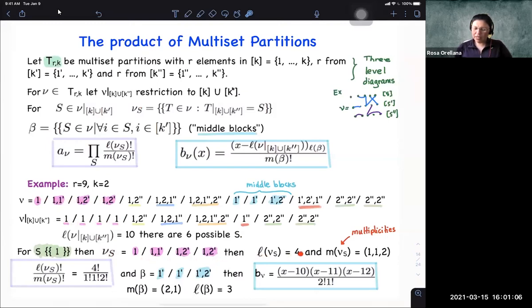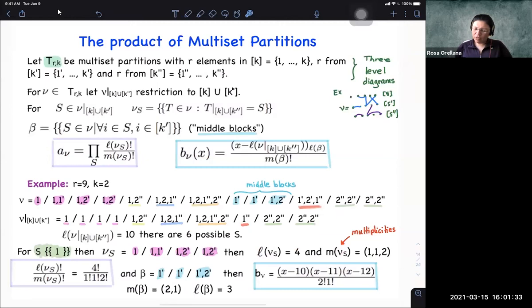Then I store the data: how many pieces does it have, and how many pieces repeat. Notice there is only 1 of these, 1 of these, and 2 of these, so I record 1, 1, and 2. So this is recording the multiplicities and the length. So I can compute 1 factor in here, and I have to do it here for all 6 to obtain this number. And then here, I have 3 middle blocks.